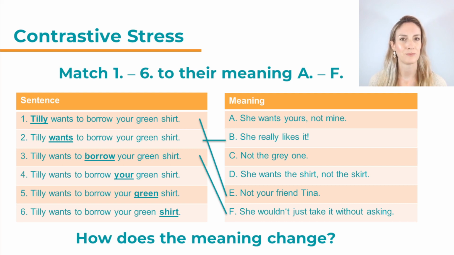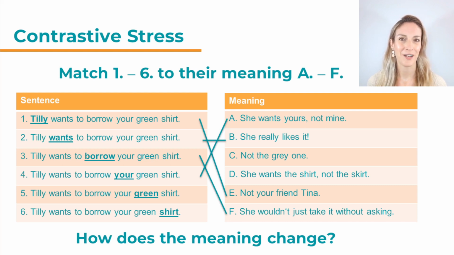Sentence 4. Tilly wants to borrow your green shirt. Tilly wants to borrow your green shirt. What is the meaning of this sentence? A, C, or D? And the answer is A. She wants yours, not mine. Tilly wants to borrow your green shirt. She wants yours, not mine.